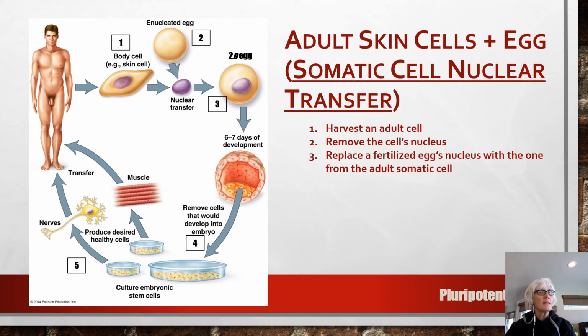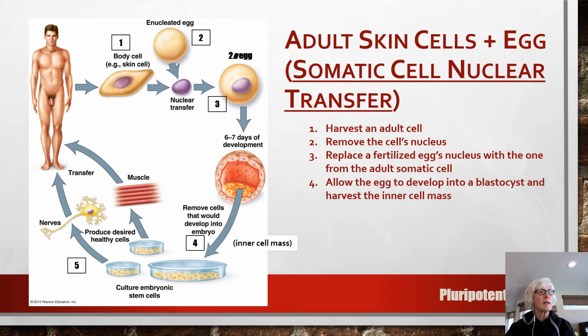We're going to take that nucleus and put it inside of a fertilized egg. So we're going to remove the nucleus from the fertilized egg and replace it with the nucleus from our somatic cell. We're going to allow that egg to develop until the blastocyst stage, and we're going to remove the cells that will become the embryo, specifically the inner cell mass.